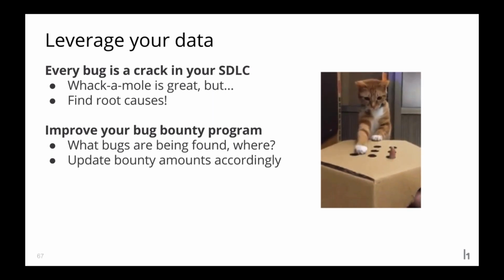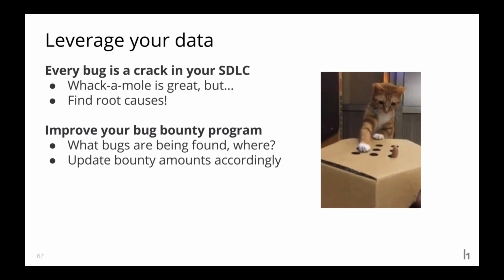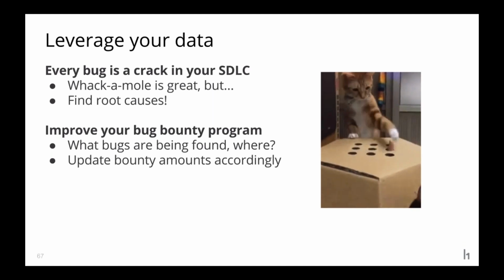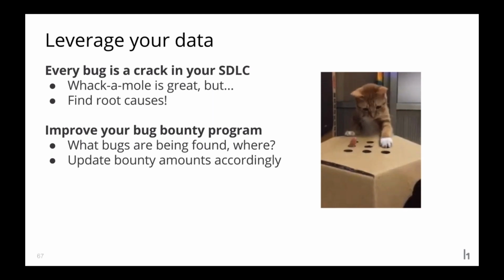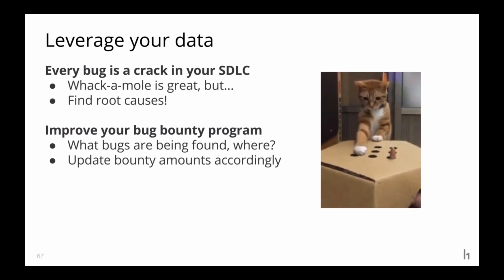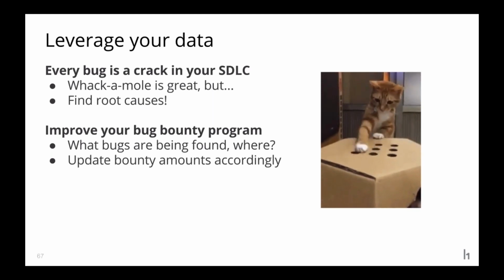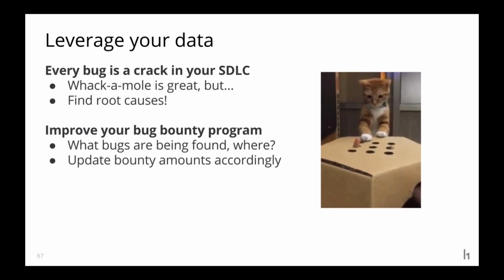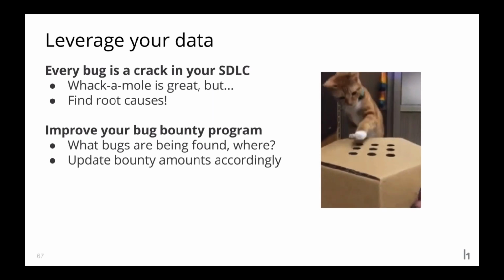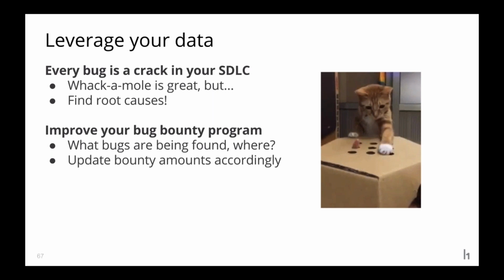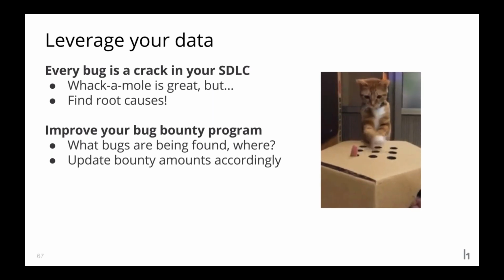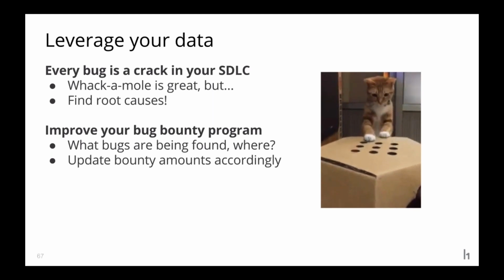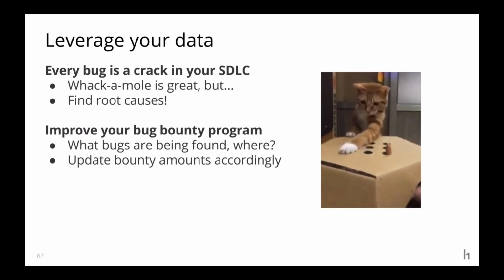In addition to that, you can also use this data to improve your bug bounty program itself. So we talked about this a little bit before, but in terms of what bugs are being found, where are they being found? Are you finding lots and lots of bugs in one property and literally no bugs, or maybe only a handful of bugs in another property that's super high value to you? Based on that data, you can update your bounty amounts accordingly, or you can run promotions and live hacking events like we talked about before to promote more researcher effort in the areas that you care about the most.